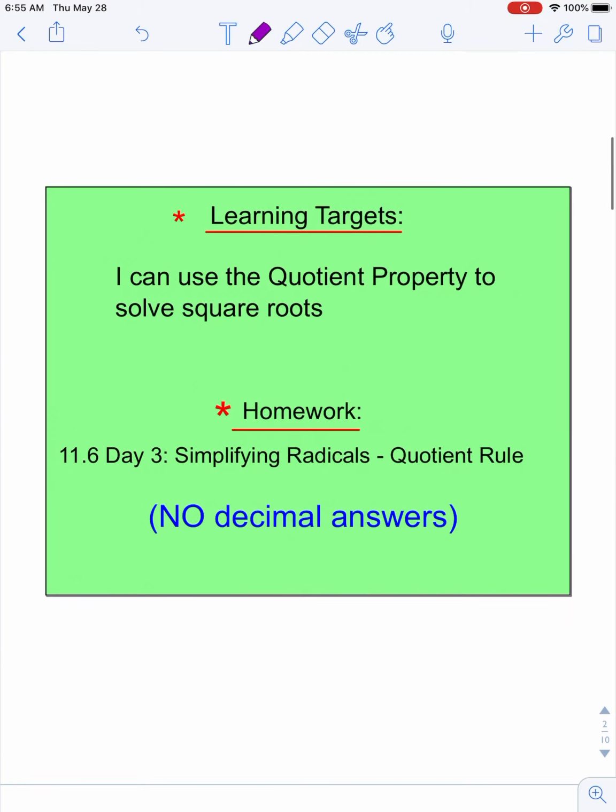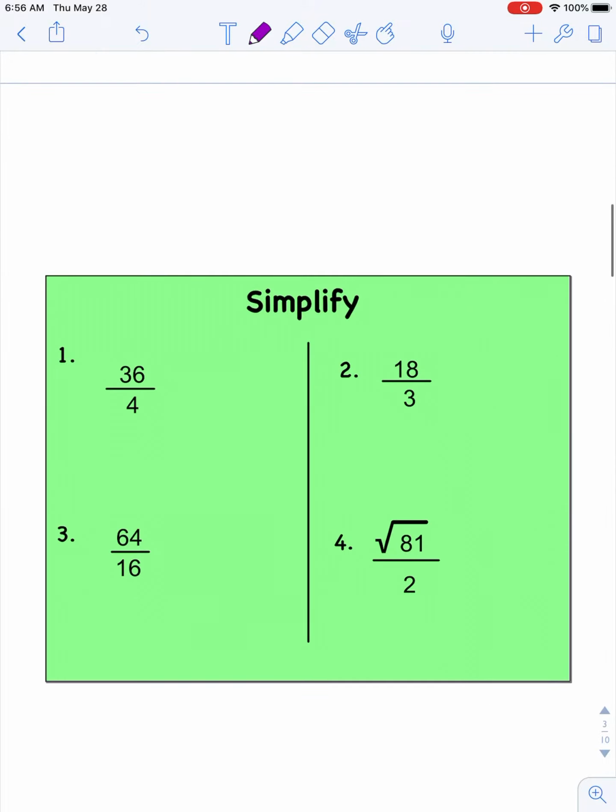So here is your homework for today. It'll be in Schoology. And again, you should not be putting any decimal answers down, ever, during these next several days. You can use your calculator, but you should be using it just for checking to see what perfect squares go in there.